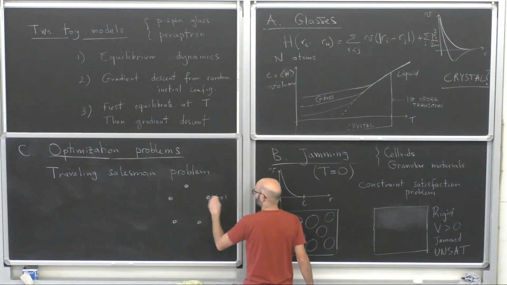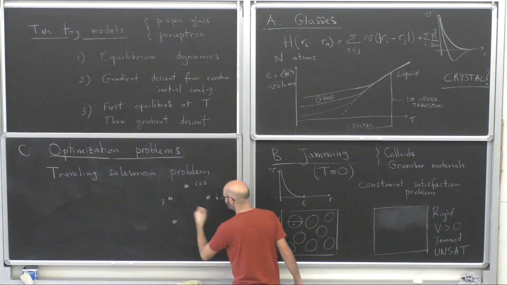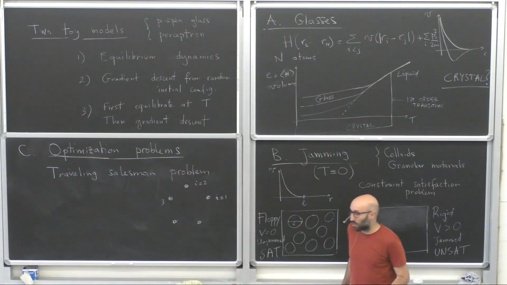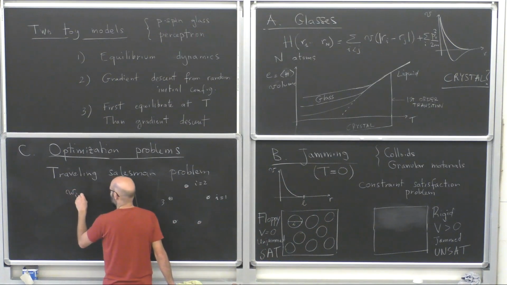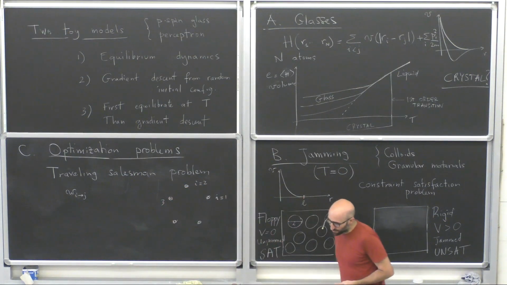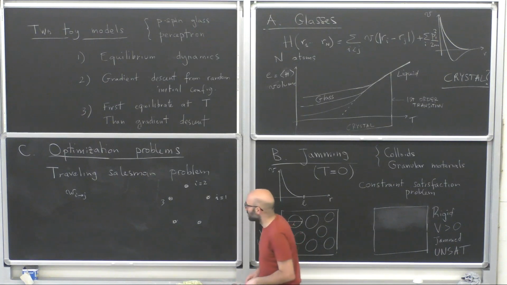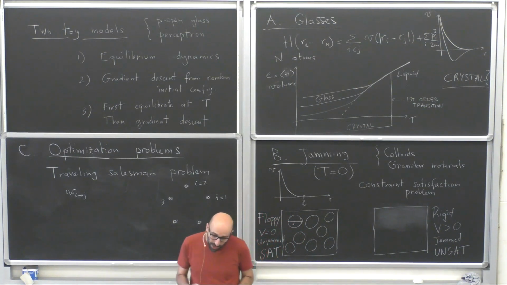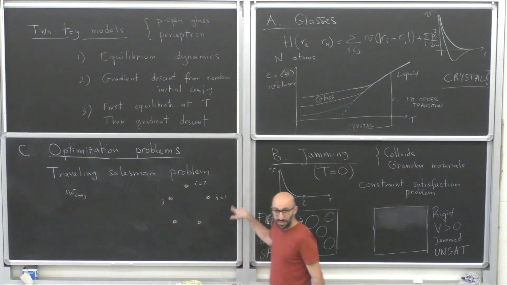So you give an index i to each city, i equals 1, 2, 3, and so on. And you have a cost to go from city i to city j, and you call it w. And this can be, I don't know, the cost of the train ticket, for example. And so you are a traveling salesman, and you have to visit all the cities.